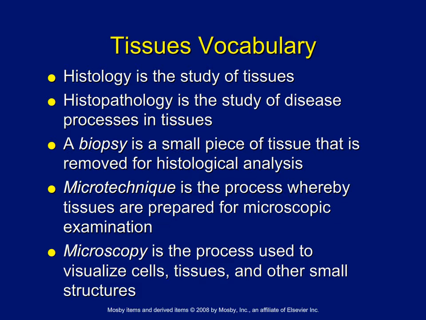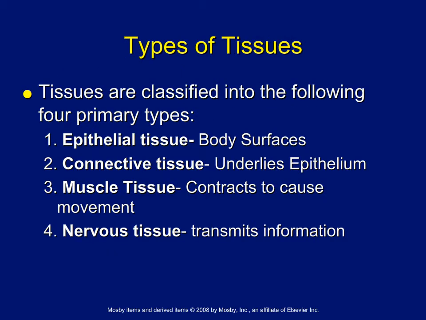Now, at the end of the lecture we're going to talk about the specific processes that we use to take something from a biopsy all the way through until it's on a microscope slide. This process is called microtechnique. And of course, microscopy is the process we use to actually visualize the cells, tissues, or whatever else we're looking at on that specimen. So tissues can be classified into one of four major categories, and these include epithelial tissue, connective tissue, muscle tissue, and nervous tissue. And we're going to talk about each of these tissue types in some detail.